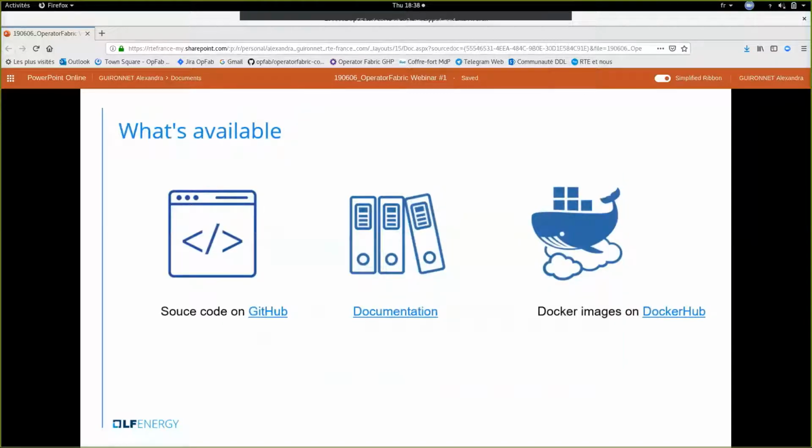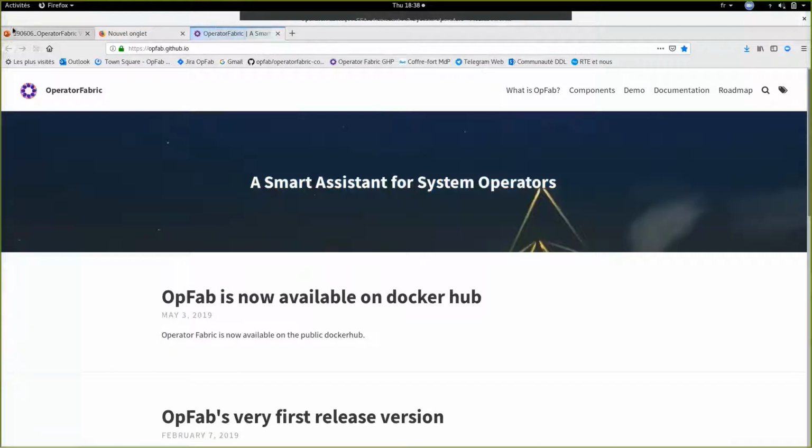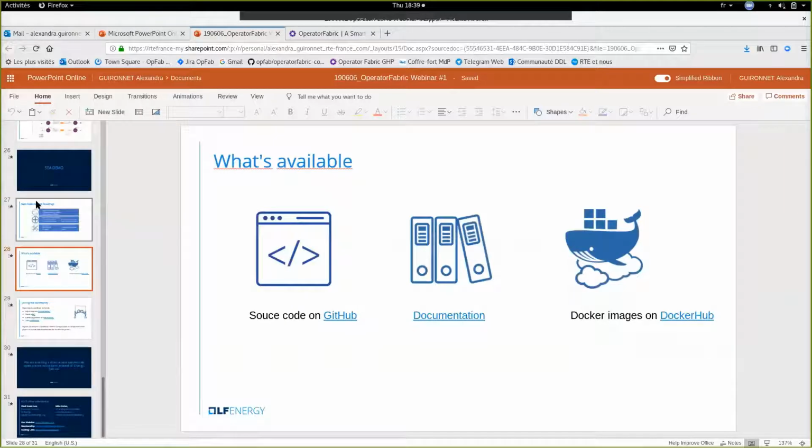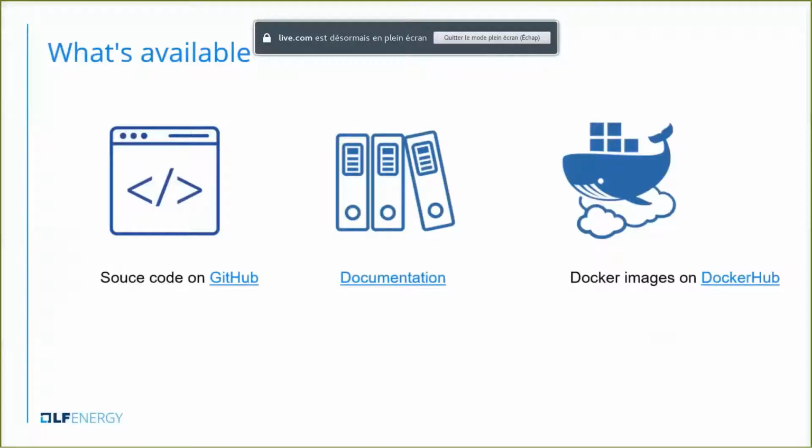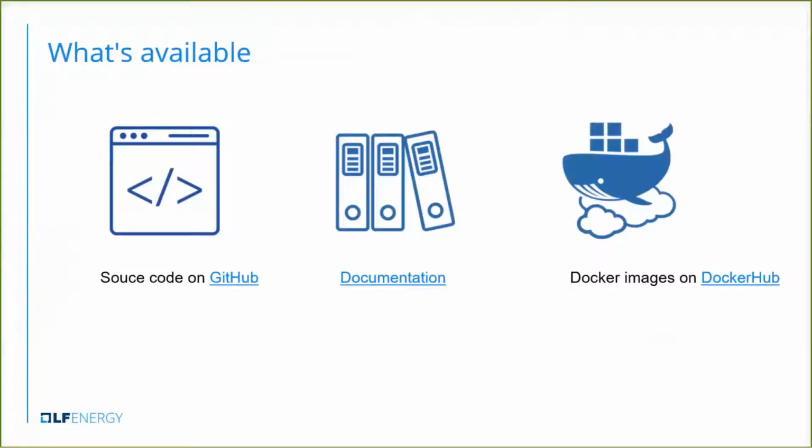Well, if you wish to go further and discover OperatorFabric, you can find all the documentation on our website. The source code is available on GitHub, and Docker images are available on Docker Hub for each web microservice. In addition to that, we'll soon propose jars on Maven Central.